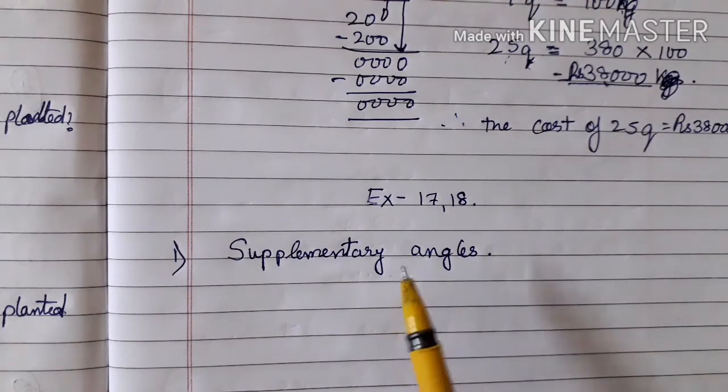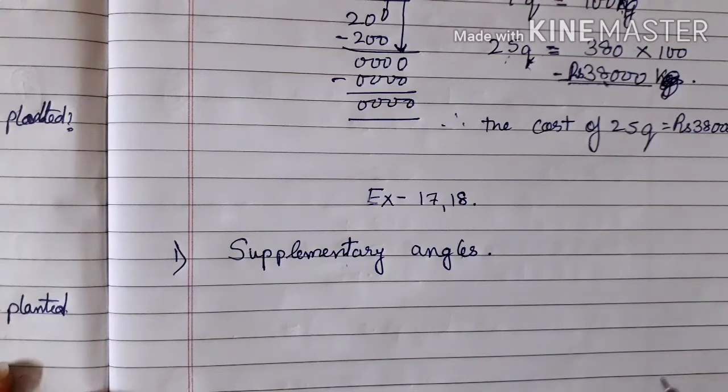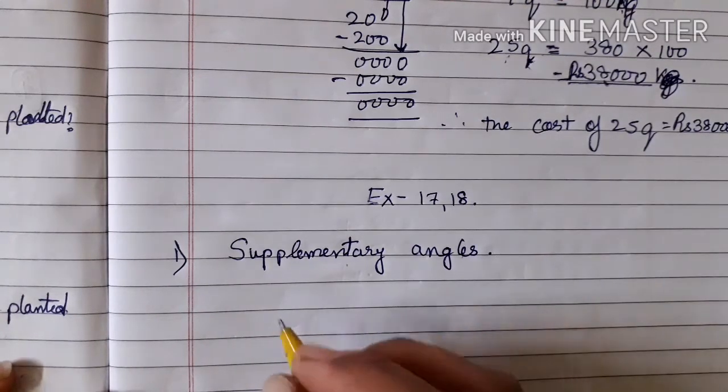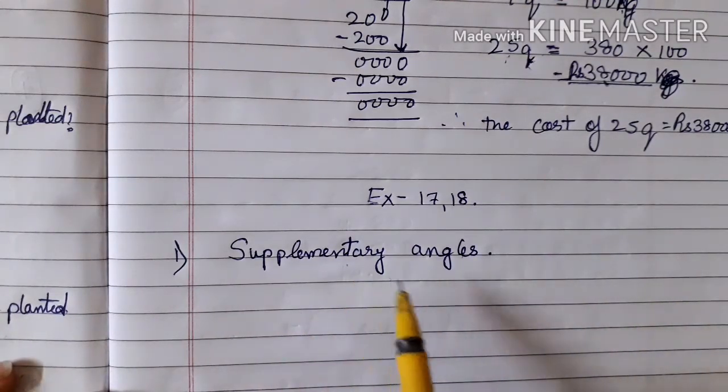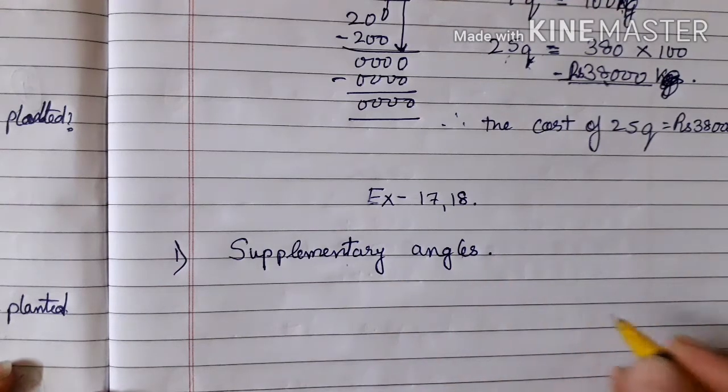So today we are going to see what are supplementary angles. Before this we did the complementary angles. Now we are doing the supplementary angles. Now what are supplementary angles? When the sum of the measures of two angles is 180, they are known as supplementary angles.